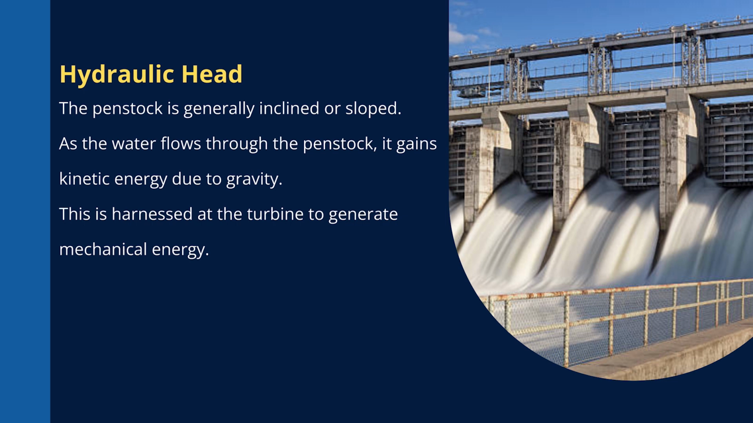To generate mechanical energy. Now, next comes how to regulate the flow. The flow of water through the penstock can be regulated using gates or valves. By adjusting these control mechanisms, the flow rate of water to the turbine can be varied. This allows for better management of electricity generation based on demand fluctuations and operational requirements.